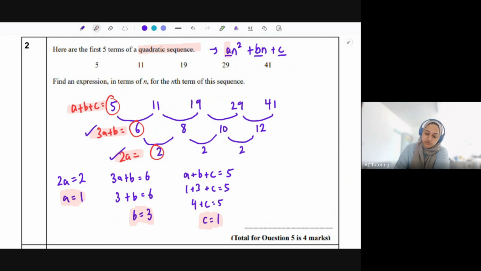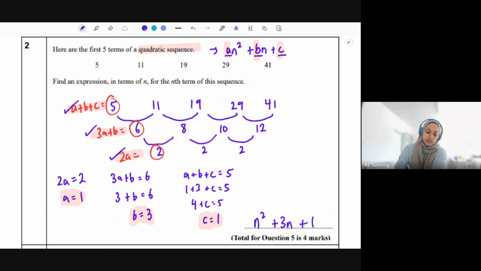We're just going to plug it straight into this equation, and we've got the quadratic sequence. We've done that one as well. So an squared, which is 1n squared, it doesn't really make sense to write 1n squared, so you just write n squared plus bn, b is 3, so 3n, then plus c, which is just 1. And that's our answer. So you can use this method, or you can stick with using your method. As long as you get the same answer, that's fine.